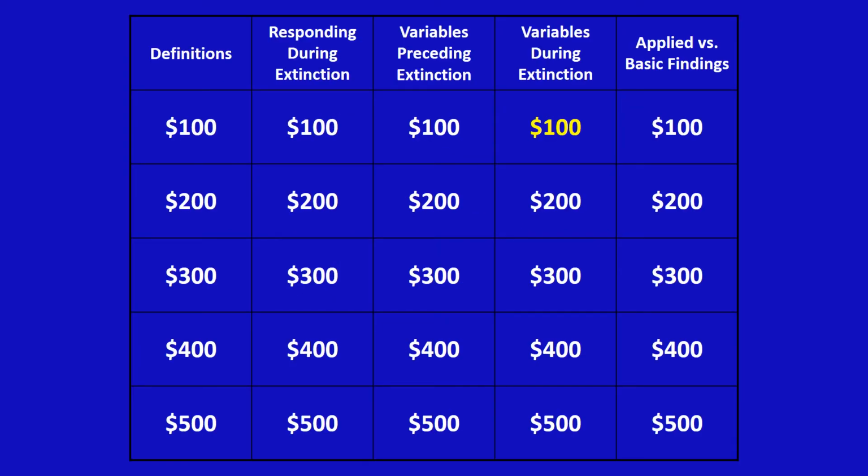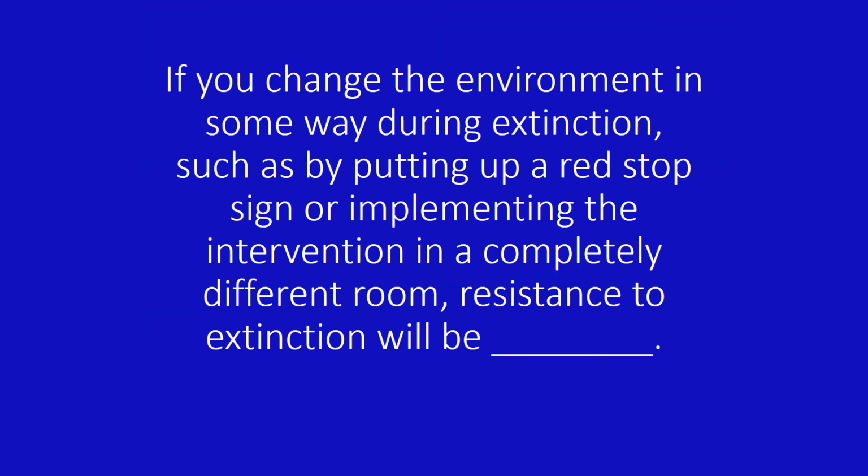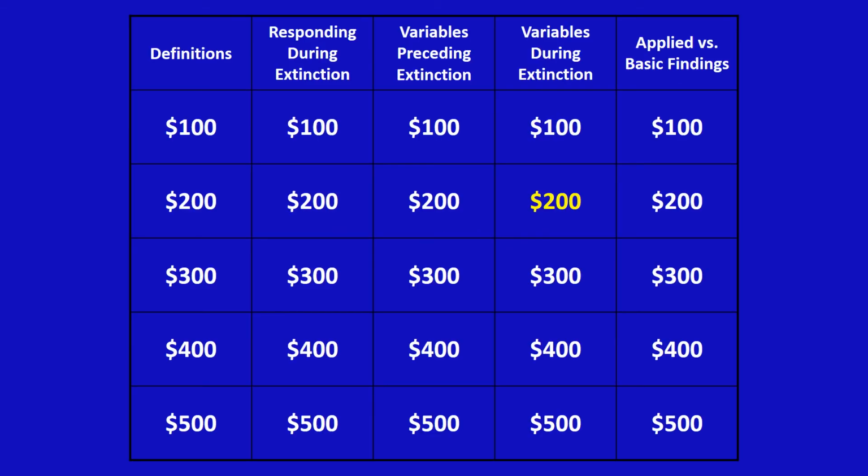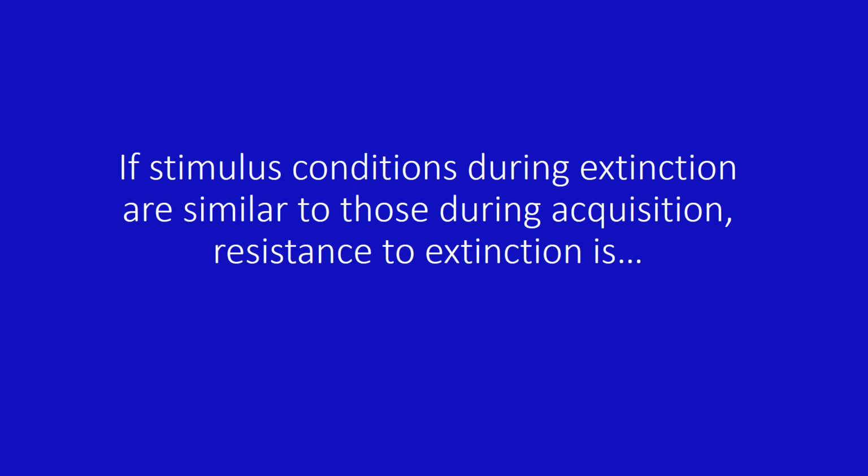Now on to the topic of variables present during extinction. If you change the environment in some way during extinction, such as by putting up a red stop sign or implementing the intervention in a completely different room, resistance to extinction will be blank. Decreased. If stimulus conditions during extinction are similar to those during acquisition, resistance to extinction is blank. Increased in this case.